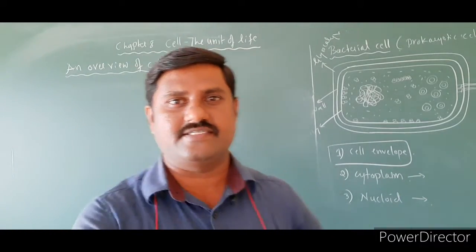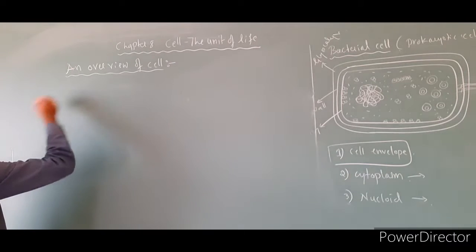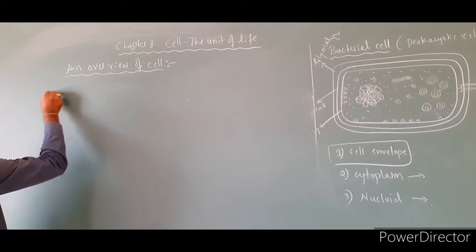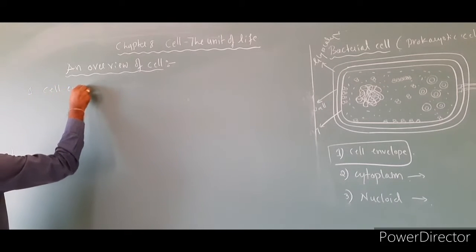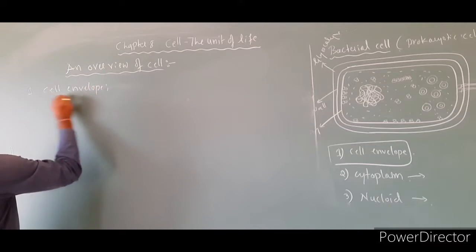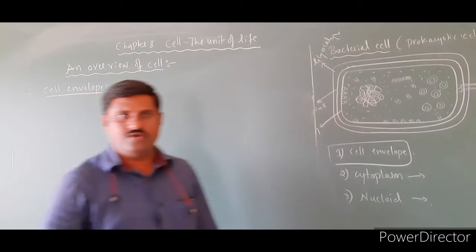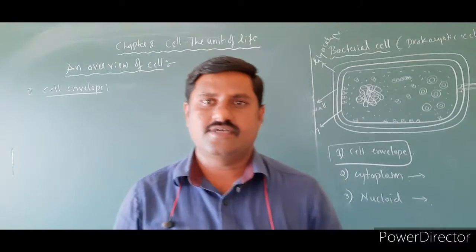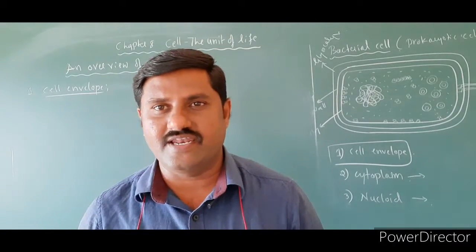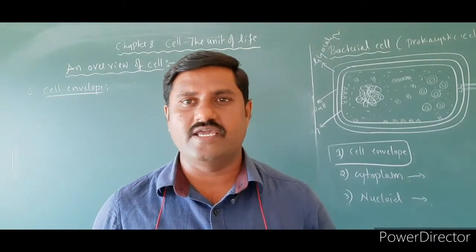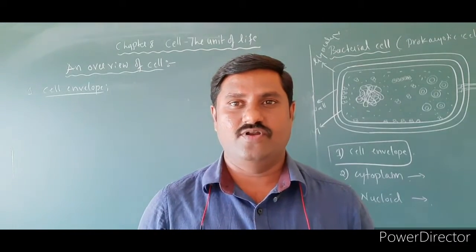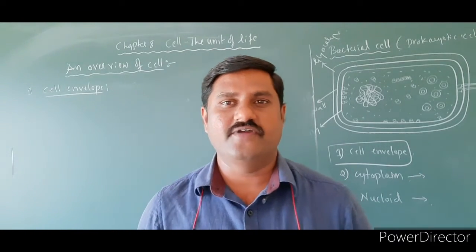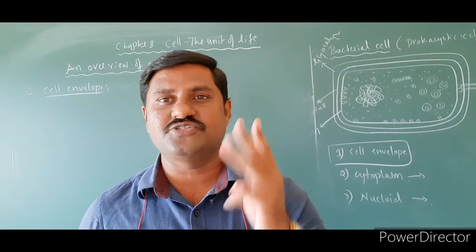First, let us start with the cell envelope. What is this cell envelope? It is a chemically very complex envelope that is formed in the prokaryotic cell. So this envelope, what is it made up of? It is made up of three layered structures.